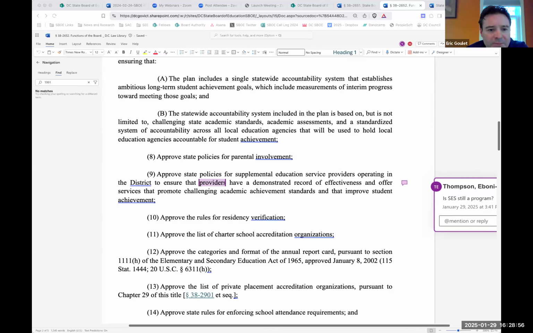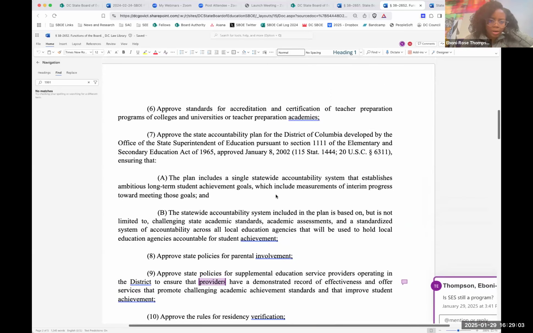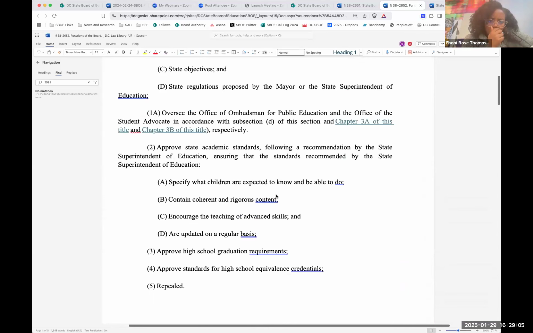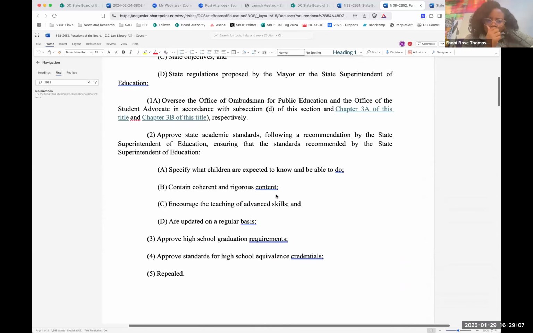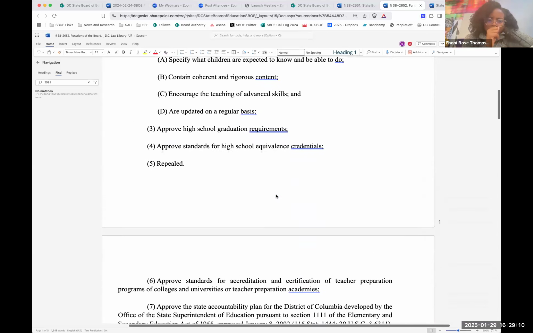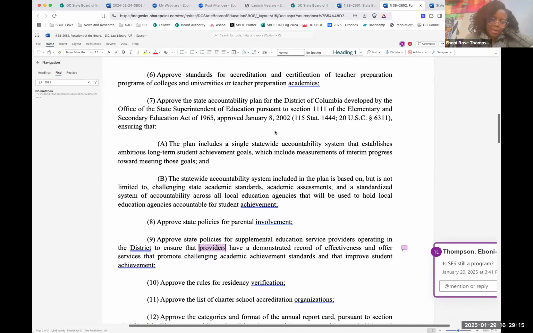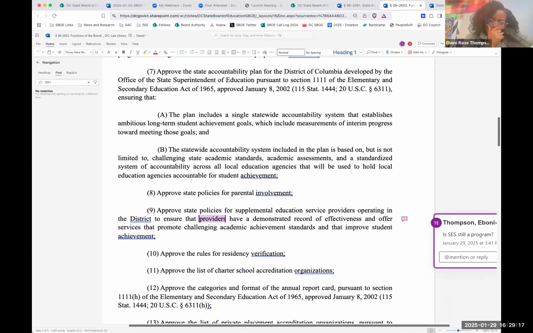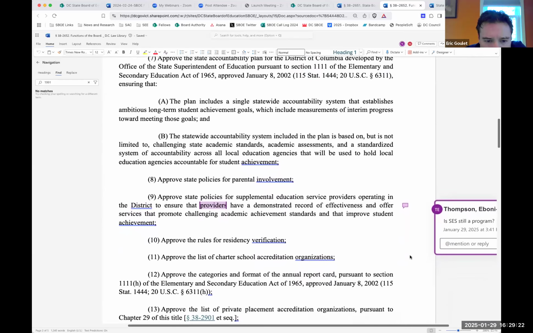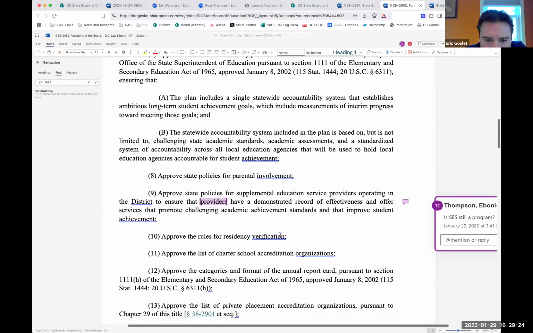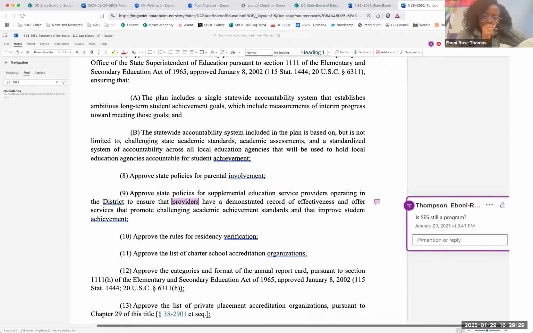So which paragraph was it? It's 9. Wait a minute, let's see which page. Make sure I'm in the right document. I have it on my screen. It's under functions of the board, the 9th function of the board. Is it approve state policies for supplemental education service providers operating in the district? Yep, approve state policies. Yes, that one.